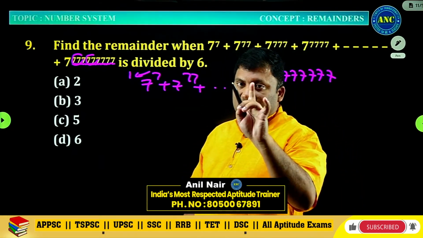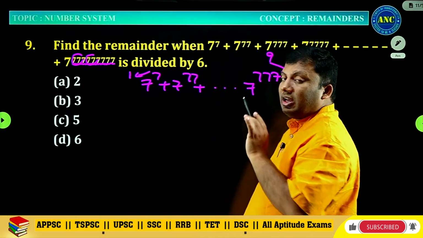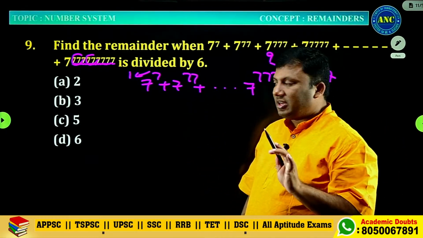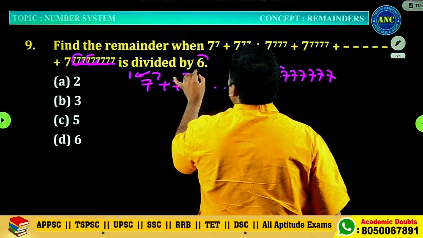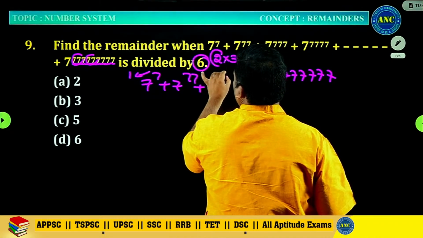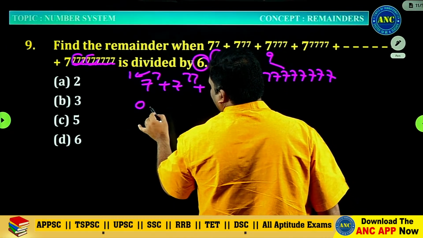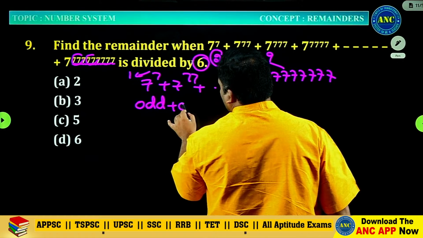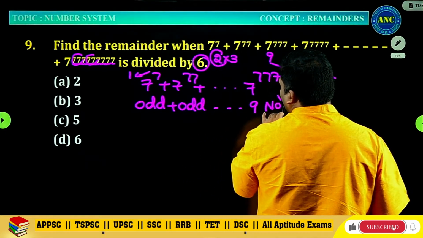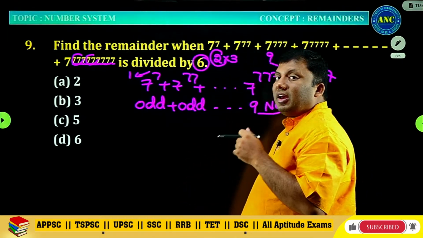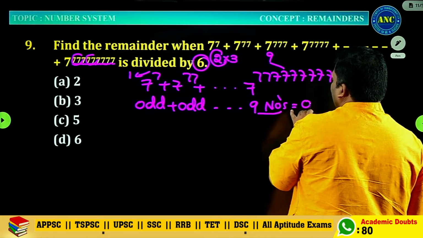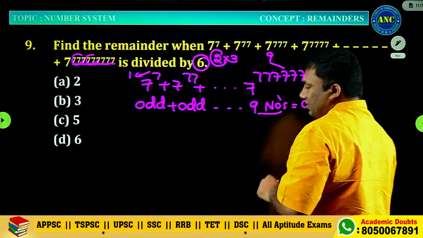First number starts with a single power of 7. Next also it is 2 sevens. Like that 9 numbers are there. It is divided by 6, that is 2 into 3. 2 we will do. 9 numbers are there. The first is an odd number. The second is an odd number. Like that total 9 numbers are there which are odd. Odd, odd, odd, 9 odd numbers. The answer is an odd number, an odd number of odd numbers.